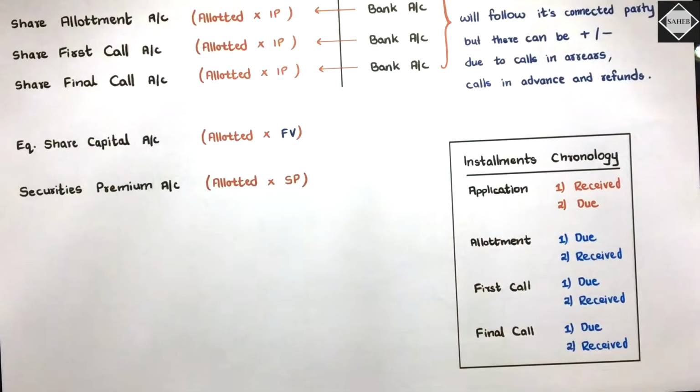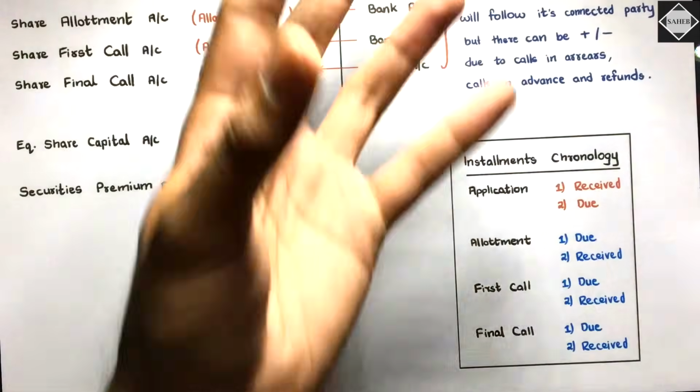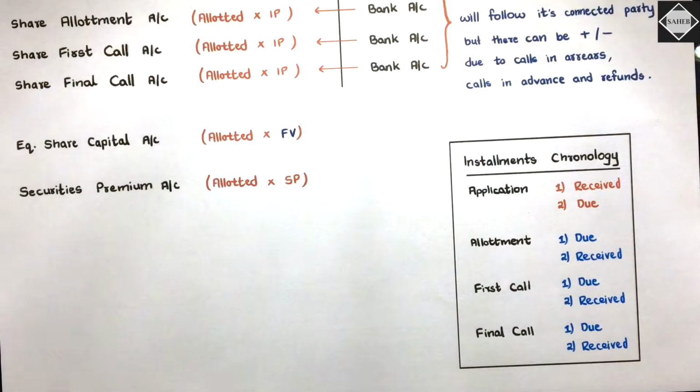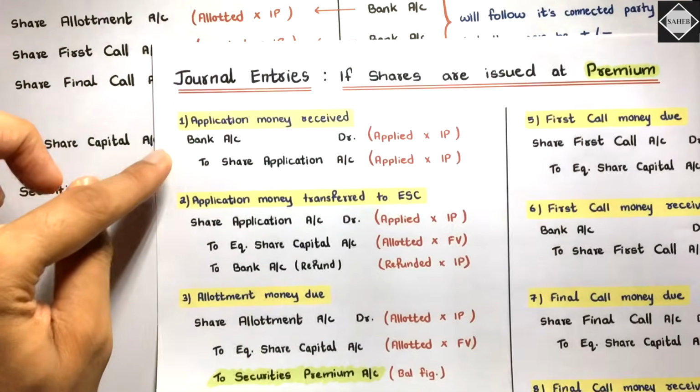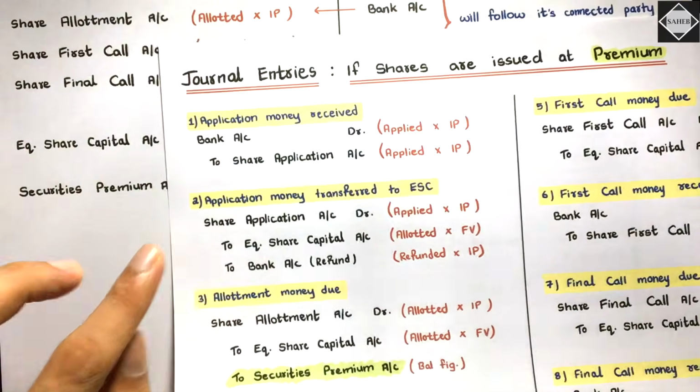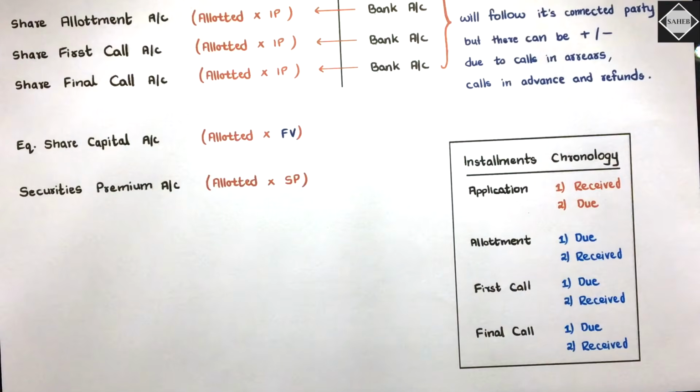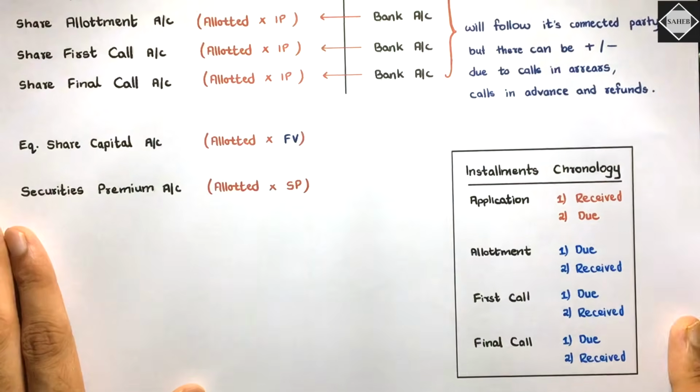Yeah, this chronology also you have to fix in your mind. Just for application it is opposite. We receive the money first, then we transfer it to share capital. Okay, understood, easy. So shortcut also you have understood.